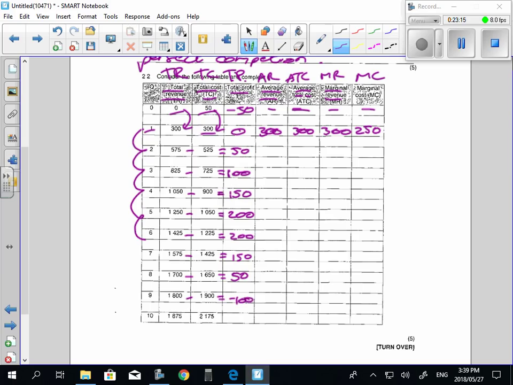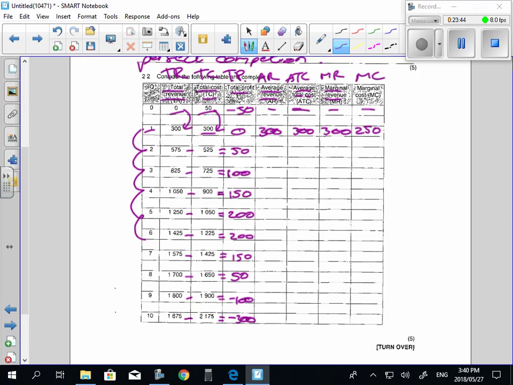So then we start to make a loss from the 9th unit of output. Why? Because marginal cost is greater than marginal revenue. So each unit that we sell, we're losing money on. And for the 10th unit of output, we are actually making a 300 Rand loss. So ideally, we should have stopped selling at 8 units of output.